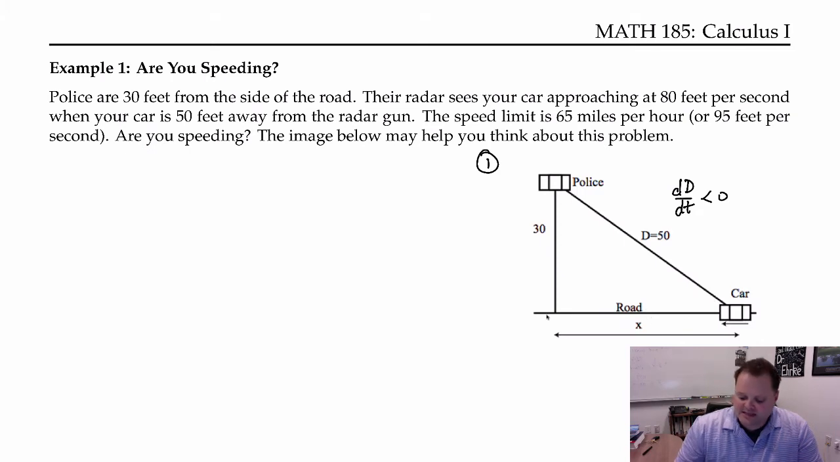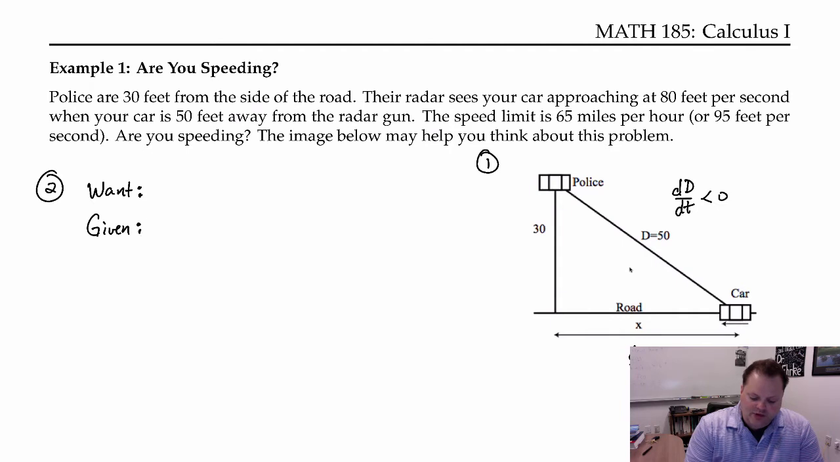Similarly, dx/dt is also decreasing in this problem because the distance from the car to this point in front of the police officer, that distance is decreasing over time. So your second step, once you've drawn a diagram, is to list the rate that you want to find and the rate or rates that you're given.